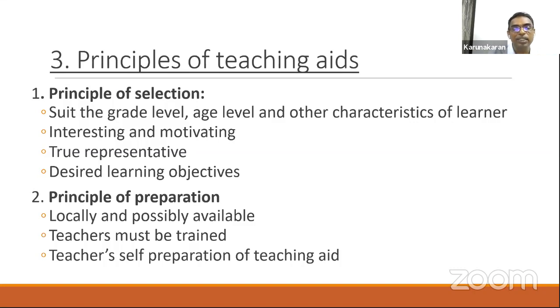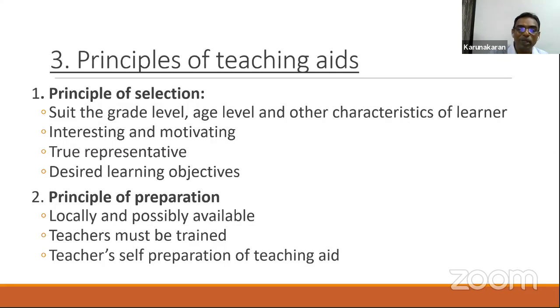So the next one is principles of teaching aids. What are the principles to be considered to prepare teaching aids? First, the principle of selection. When we go for a teaching aid, it should be suitable for the grade level. If you teach English to primary children, we have to select a teaching aid which should be suitable for their grade level, age level, and other characteristics of the learners.